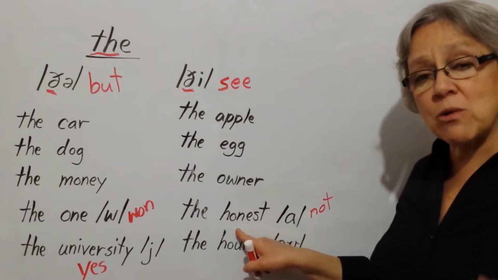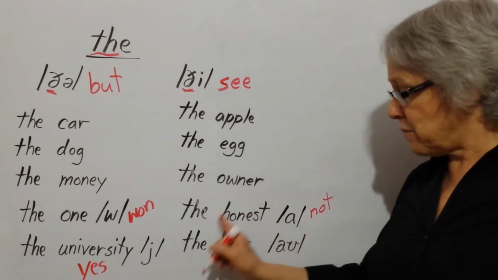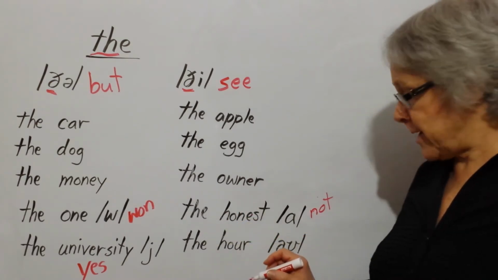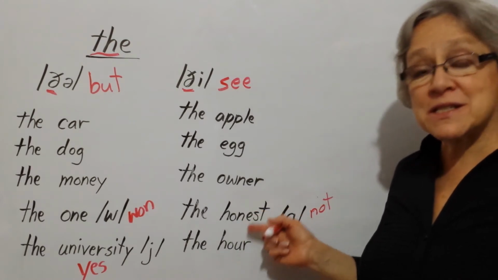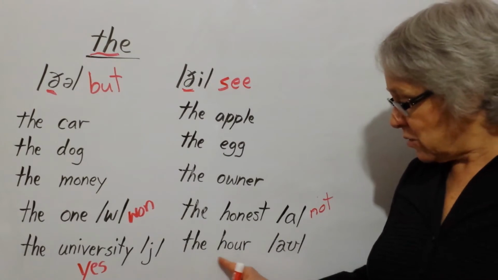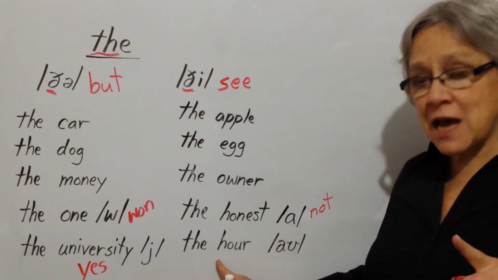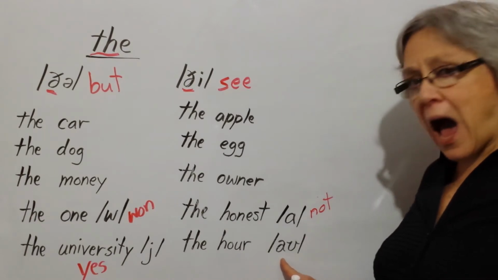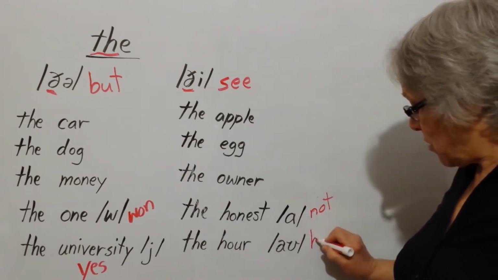It begins with a vowel sound. It begins with this vowel sound. It does not begin with the letter H, okay? Or when we spell it, it begins with the letter H, but the sound of H is not there. Here's another word that begins with the letter H, but the first sound in the word is ow, as in the word how.